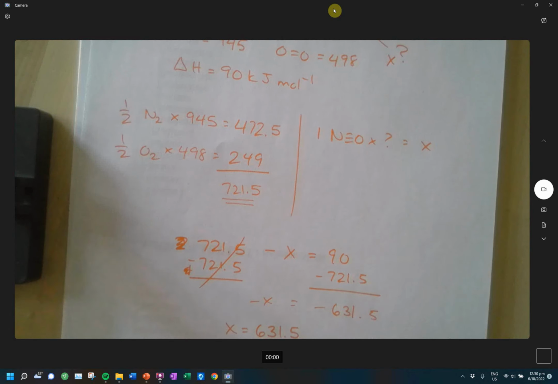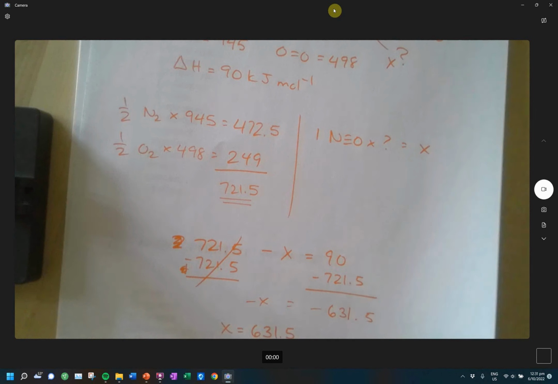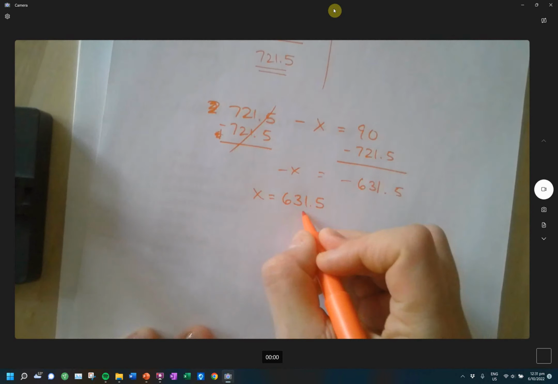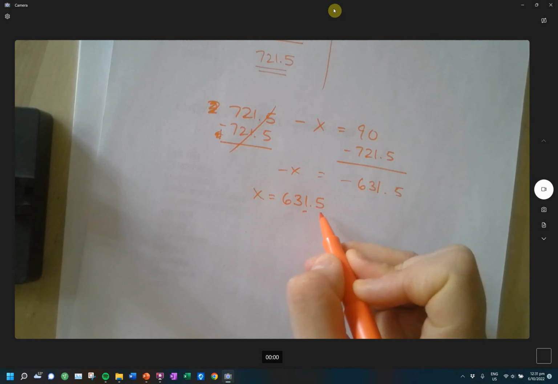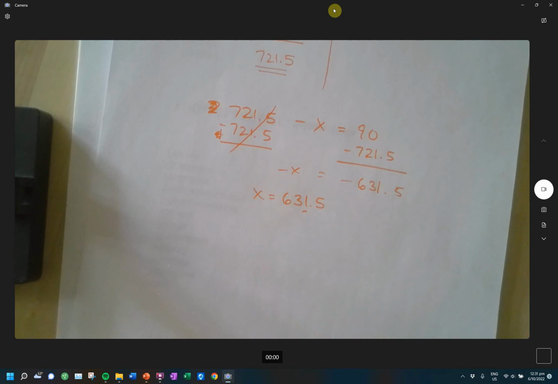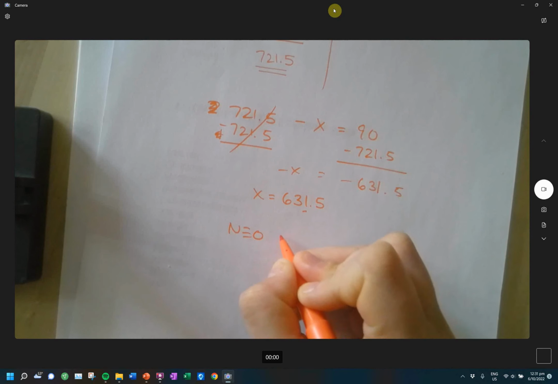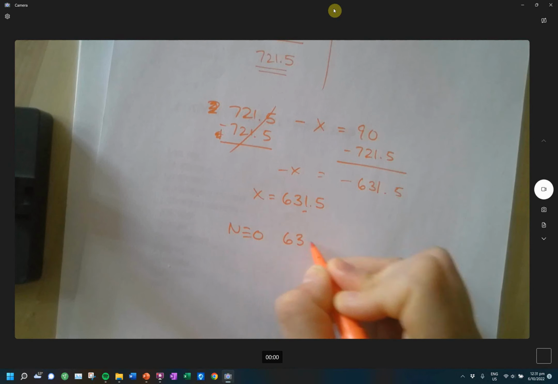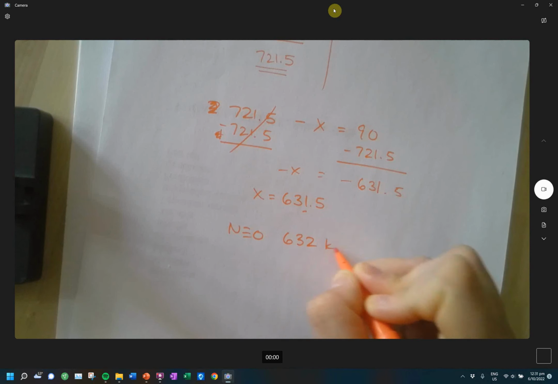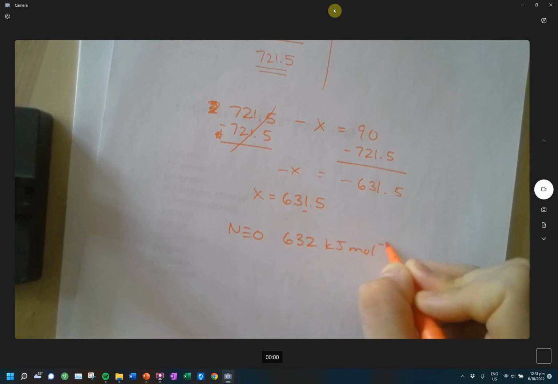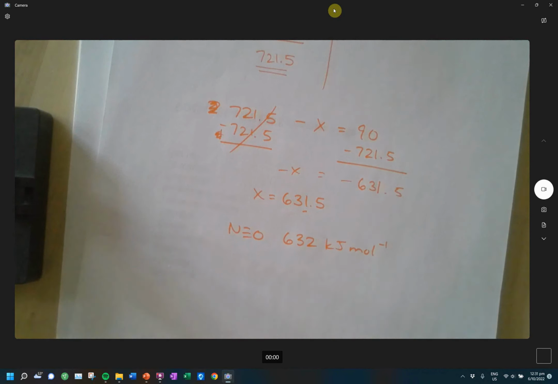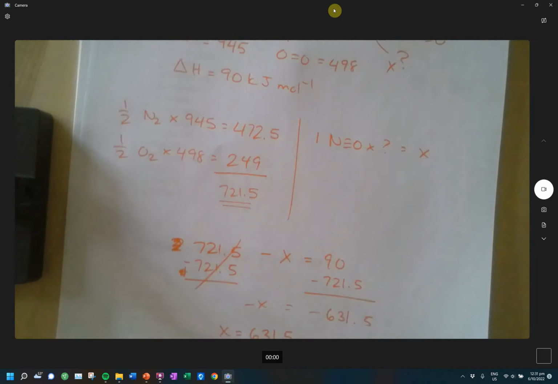631.5. I want to have 3 significant figures in my answer, so I look and I go, okay, 1, 2, 3. That's the number I need to decide what to do with. I look over here, it's 5, so I round up. So my N triple bond O is going to be 632 kilojoules per mole for that reaction. And this should always be a positive number, just FYI. So that's how you do it that way.